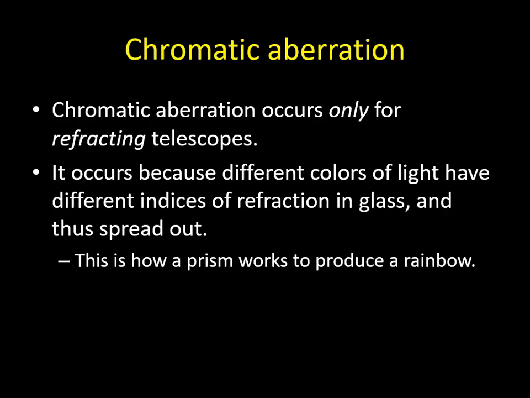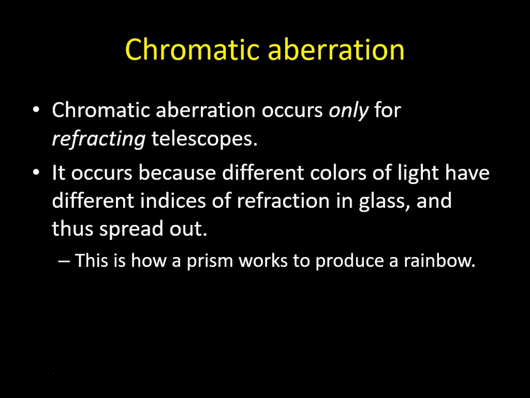Now, back to refracting telescopes. Refracting telescopes have one problem. Well, they have many problems, but they have one main problem in terms of their general idea, and that's something called chromatic aberration. It only happens with refracting telescopes, and it happens for the same reason that prisms and raindrops produce rainbows. It's because when light travels through a medium, different colors of light travel at different speeds through the medium, and because of that, they refract at different angles.